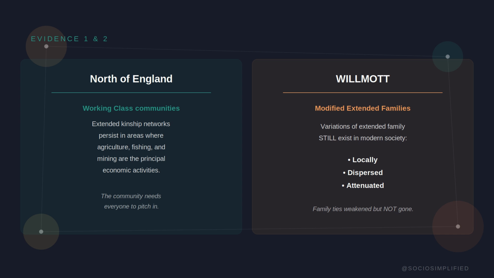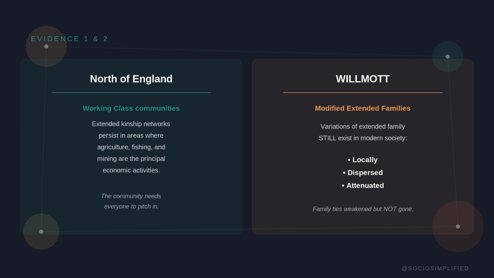Evidence 1. Studies of working class communities in the north of England found that extended kinship networks are still very much alive, particularly in areas where agriculture, fishing, and mining are the principal economic activities. When your whole community depends on the same industry and you literally work alongside your relatives every day, extended family bonds stay strong. The economic logic that Parsons said breaks up extended families actually maintains them in these contexts.